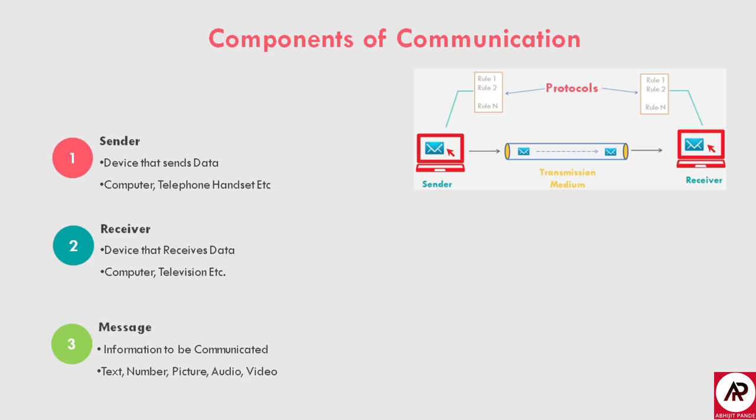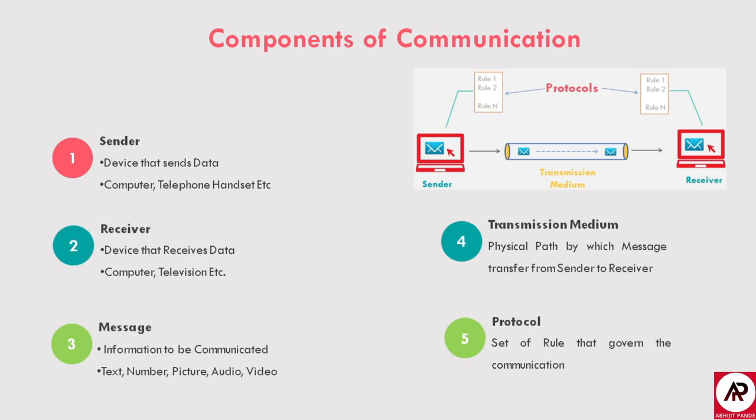The third component is the message that is transmitted from a sender to a receiver. Now the message can be transmitted in text form, or as a picture, or as a number, or in audio or video. In any of these forms, the message can be transmitted from a sender to a receiver. The next component is the transmission medium. A transmission medium is a path by which a message transfers from the sender to the receiver. This transmission medium can be a wired medium, such as a fiber optic cable, a coaxial cable or a twisted pair cable used to transmit data, or it can be a wireless medium such as Wi-Fi or Bluetooth.